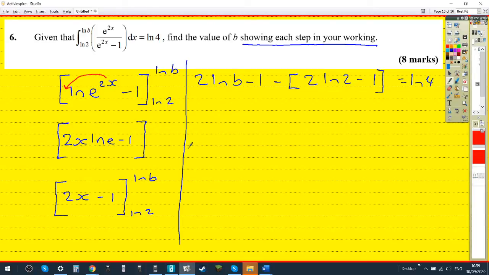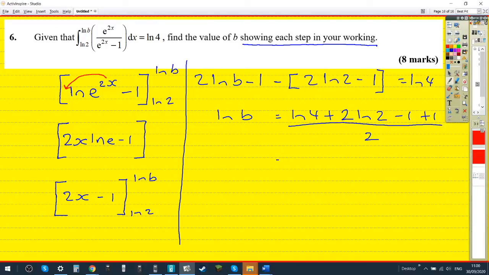Should I do ln 4 plus 2 ln 2 minus 1? And then I should do all of that plus 1 and then divided by 2 equals to ln. That's ln b.